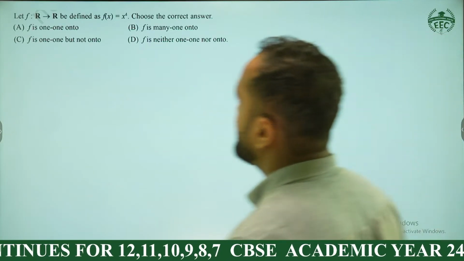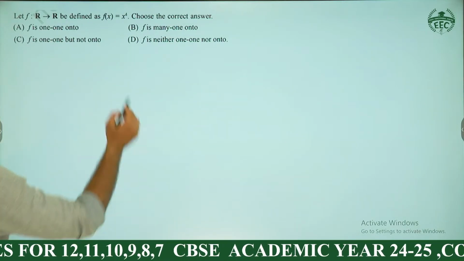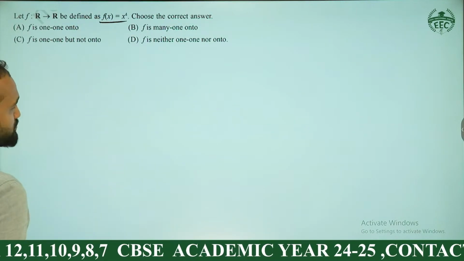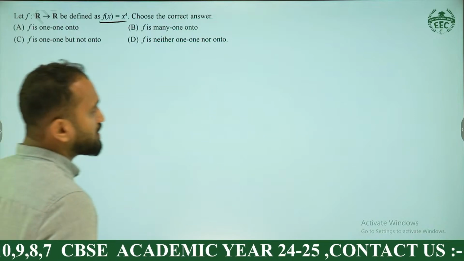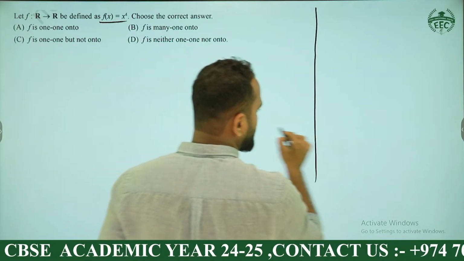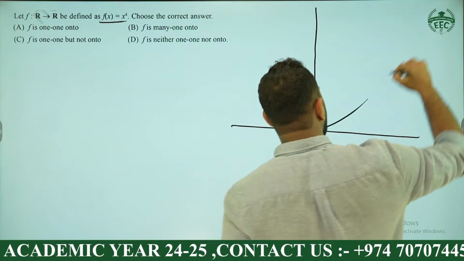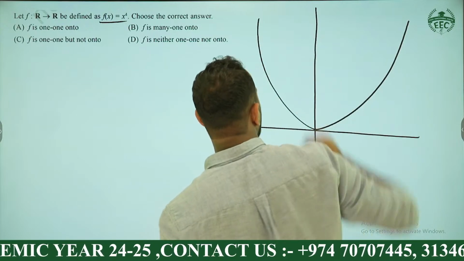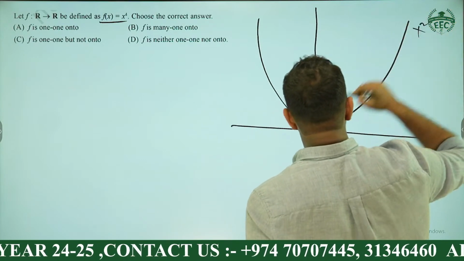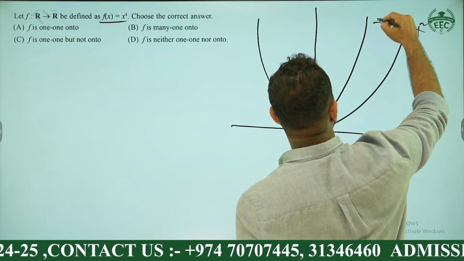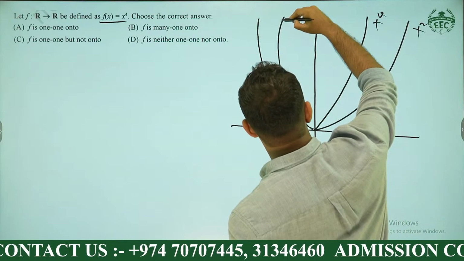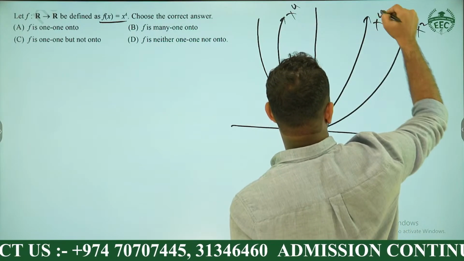Guys, listen. The function is defined as f of x equal to x raised to 4. People, how to picture this graph? X square will be something like this, right? The parabolic curve. This is x square. Then tell me what is x raised to 4. X raised to 4 will be much steeper like this. Okay? X raised to 4.